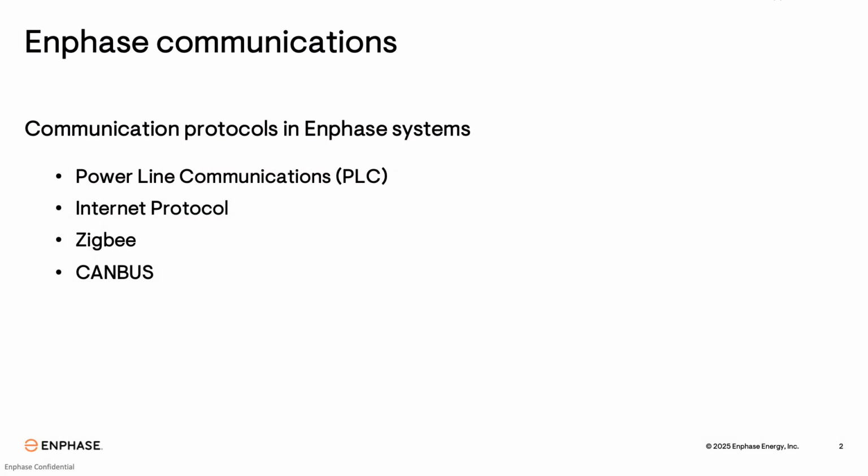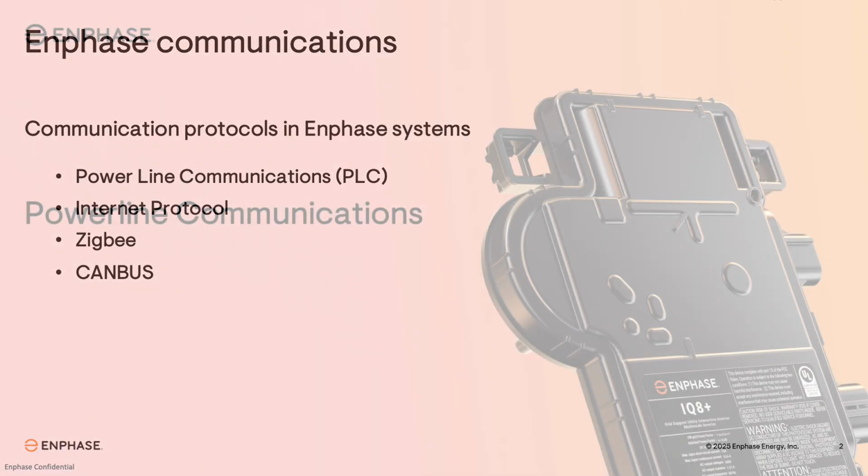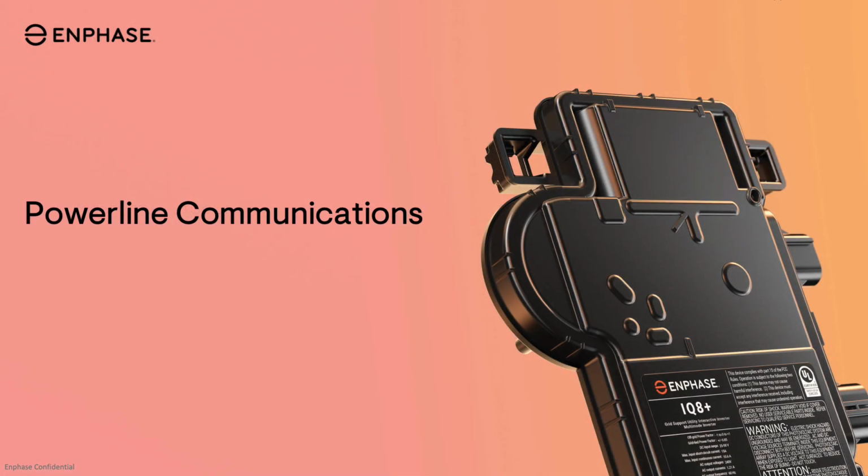Some of these have been around since the beginning, and some have been introduced over the years as new products were released. The 4 communication protocols are Powerline Communications, also known as PLC, the Internet Protocol, Zigbee Wireless, and CANBUS. We'll dive into each of these to explain what they are and how they're used within the Enphase system. Let's start with the Powerline Communications Protocol and learn all about it.